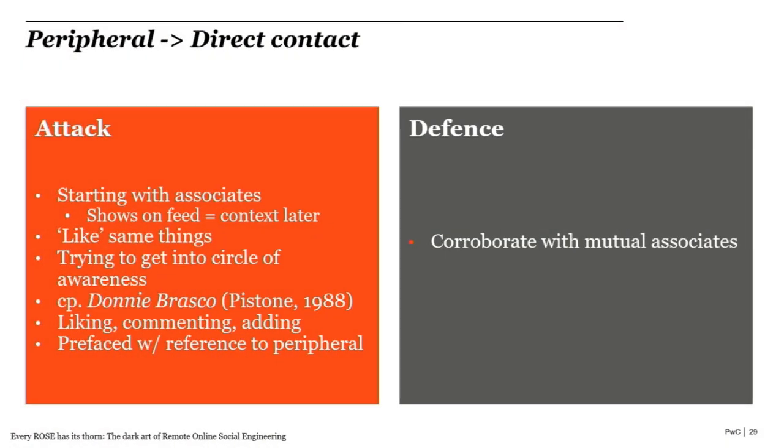Then the attacker would seek to start establishing contact with the intended target. Now, to start with, this would be peripheral. So they would start with associates or even associates of associates by perhaps just liking the same kind of things in an attempt to get into the intended target's circle of awareness, as I call it.